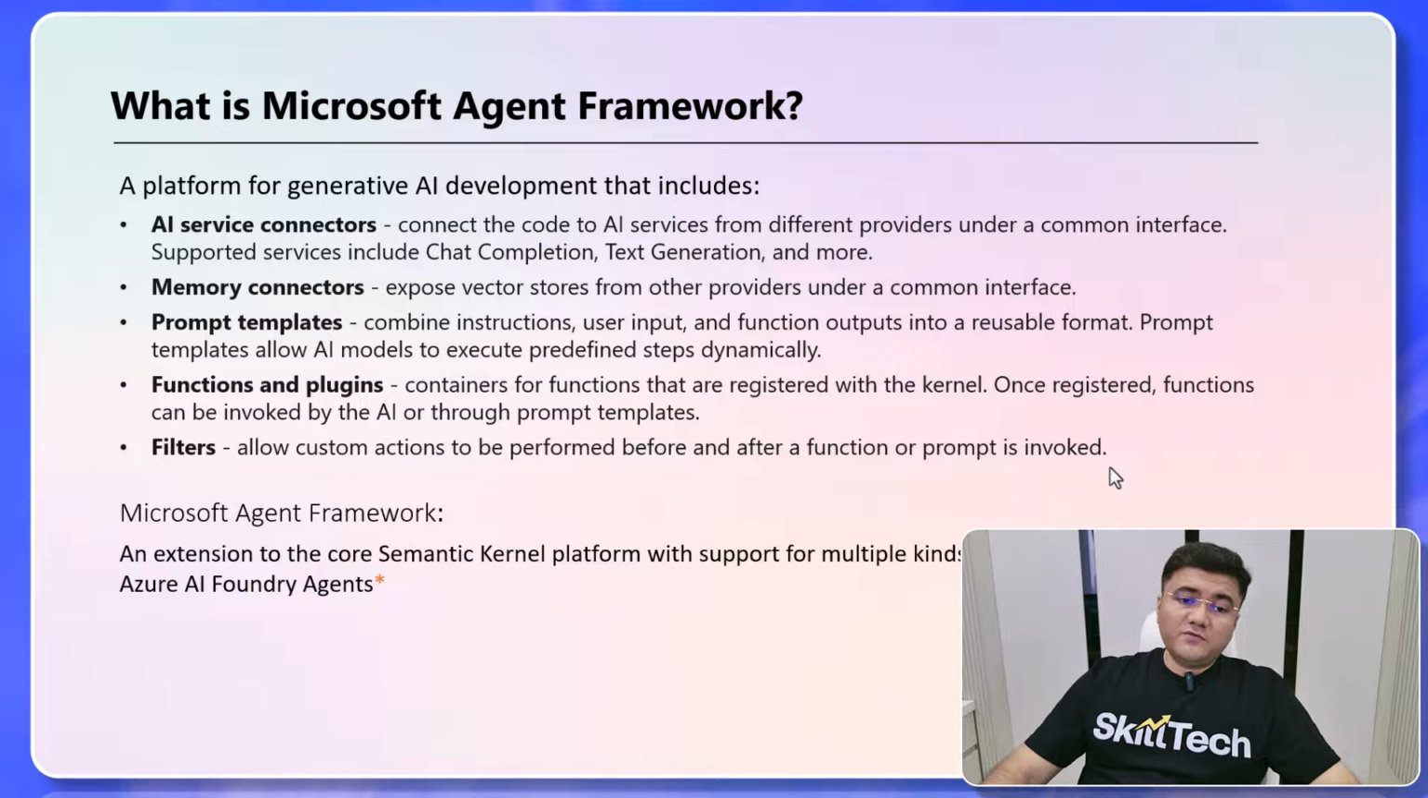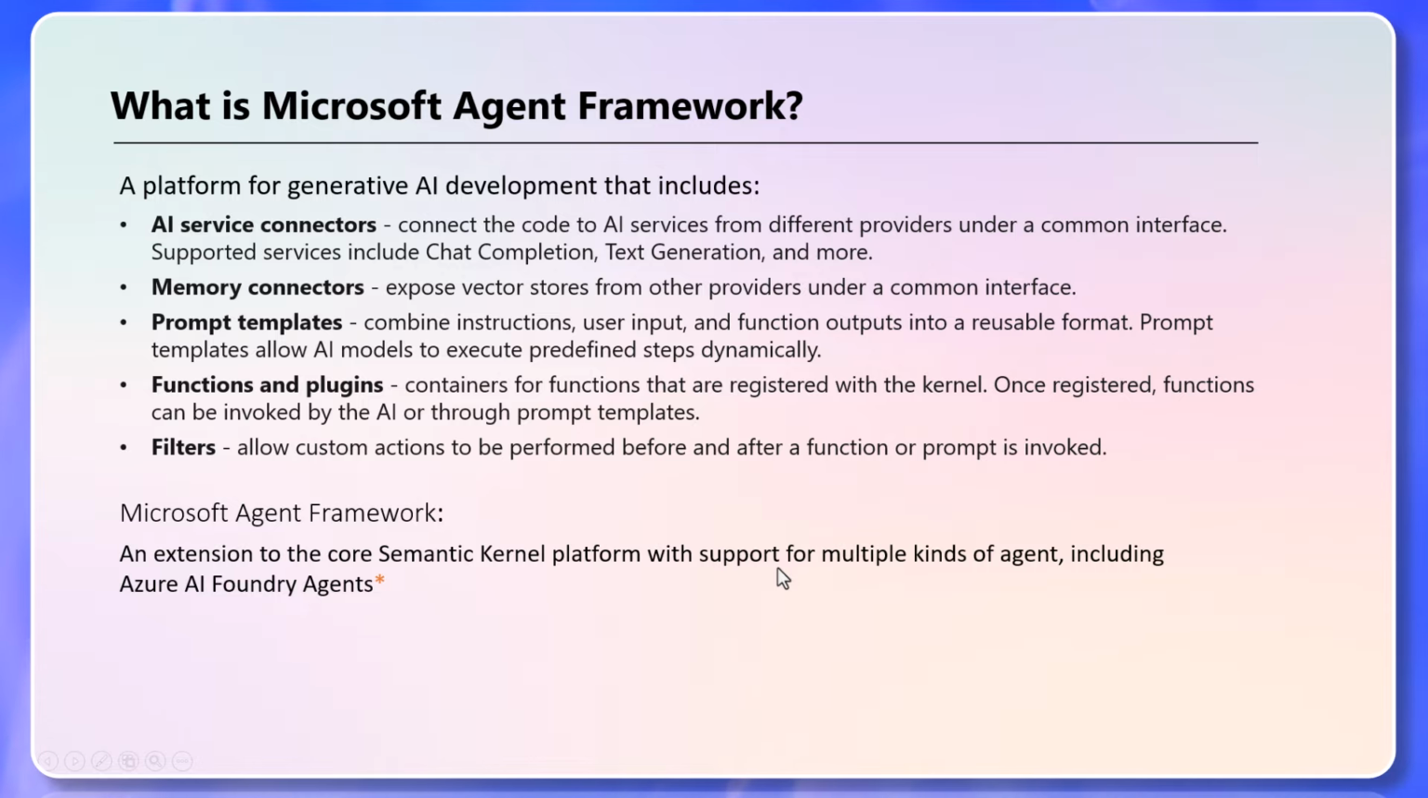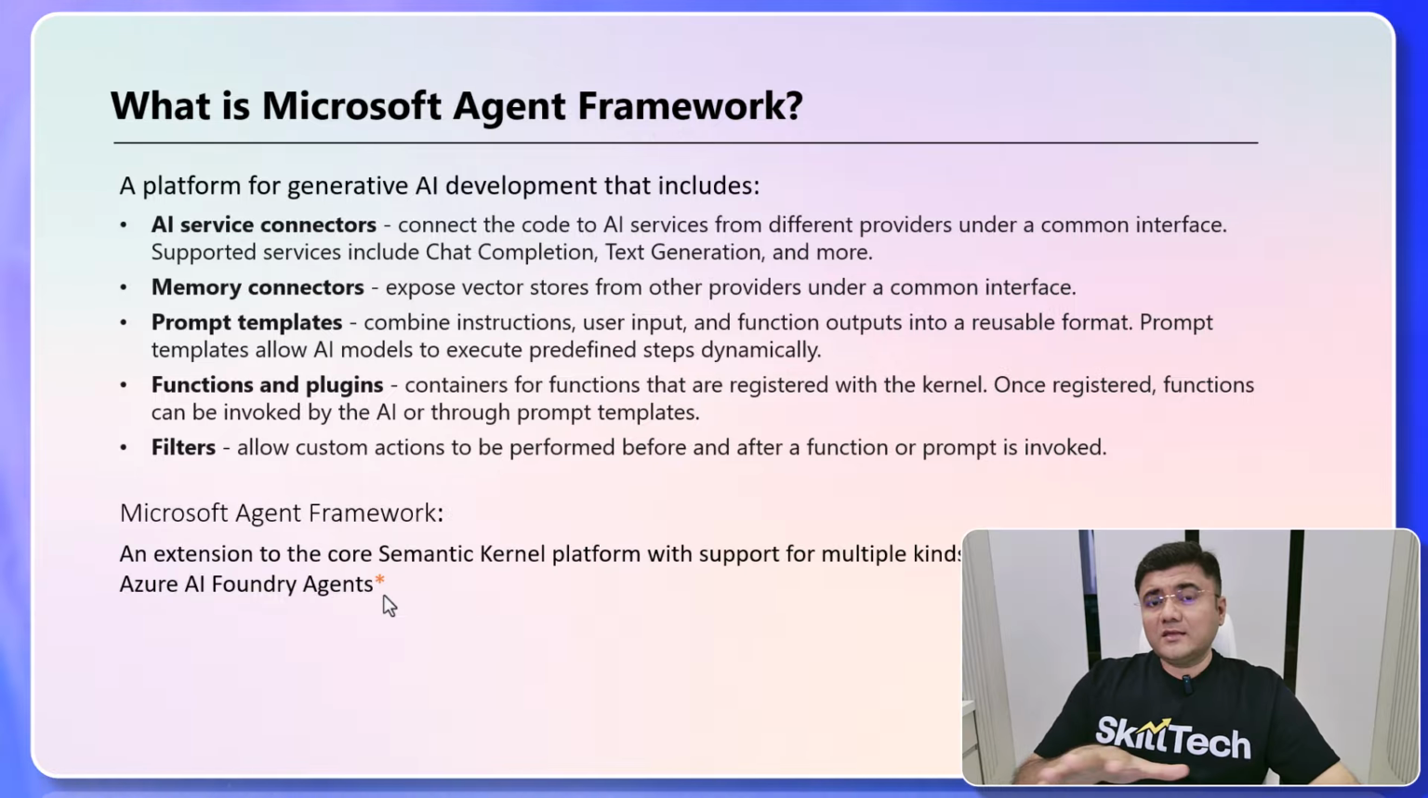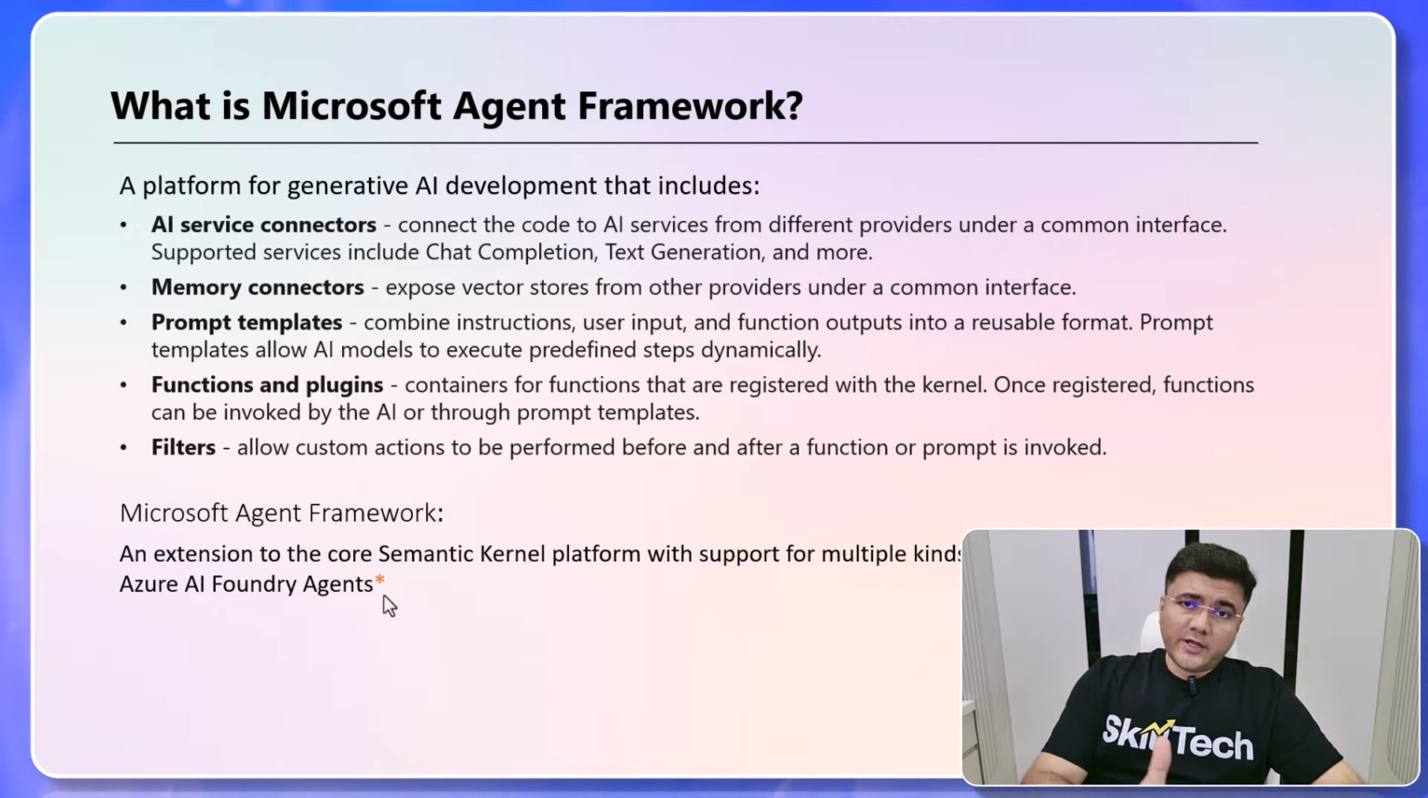Ultimately, Microsoft Agent Framework is an extension to the core Semantic Kernel platform with support for multiple kinds of agents. Yes, it supports multiple types of agents, including Azure AI Foundry agents. What are the other types? I'm going to show you that in my coming slides in this same video. But Azure AI Foundry agents are included, and the focus of this particular course will be developing agents with Azure AI Foundry. That's where I'm actually more interested.